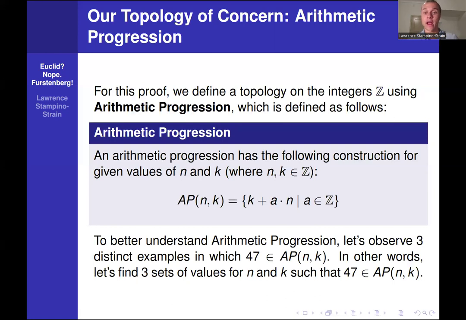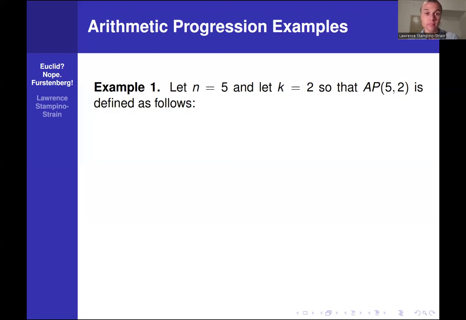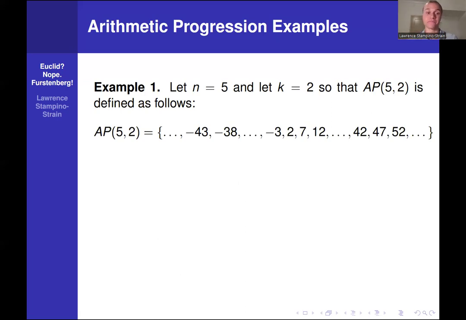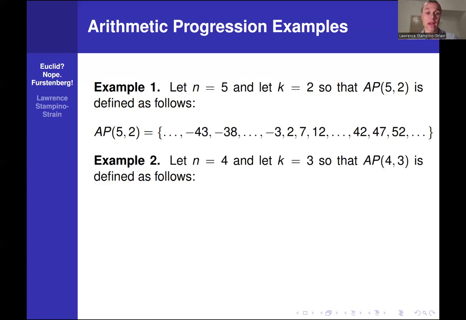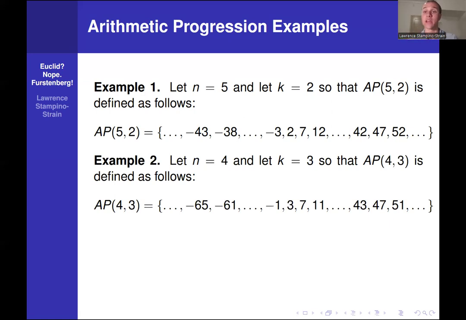To better understand arithmetic progression, because this is a rather non-intuitive definition, let's observe three distinct examples in which 47 is an element of our arithmetic progression. Let's begin with example 1. We let n equal 5 and let k equal 2, so that we get AP52, which is defined as follows. It's this set right here. We let n equal 4 and k equal 3 in our second example, so that AP43 is defined as follows. It's this set right here.